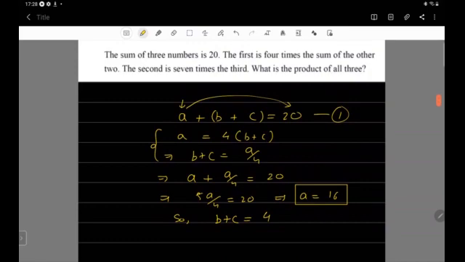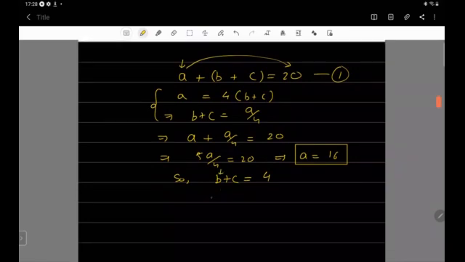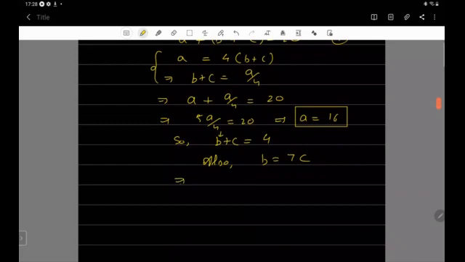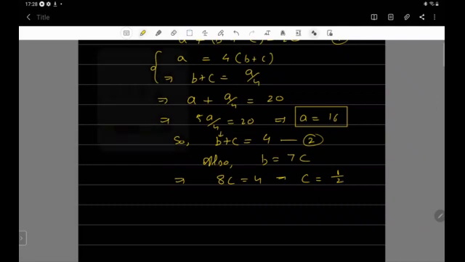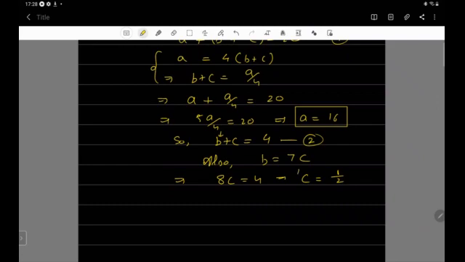And look, the second, let's say B, is 7 times the third. So we also have this information that B is equal to 7C. And if I substitute this in equation number 2, B equals 7C, what will you get? 8C equals 4. And this gives you the value of C, which is half, isn't it? The answer is half for C.